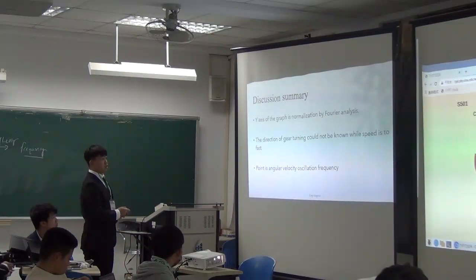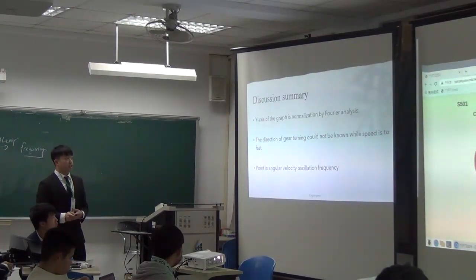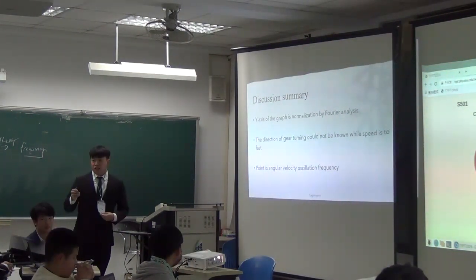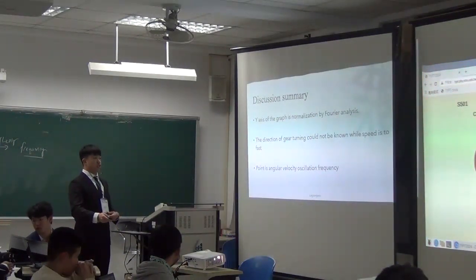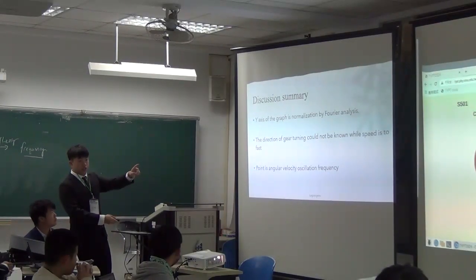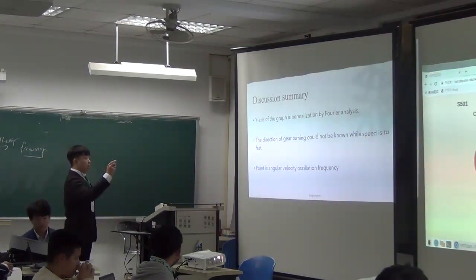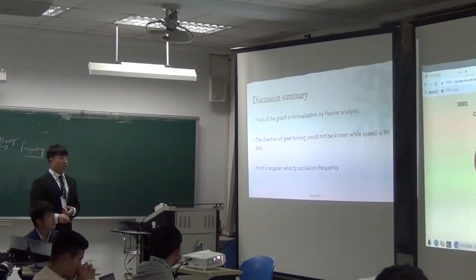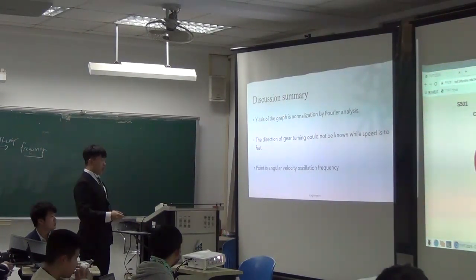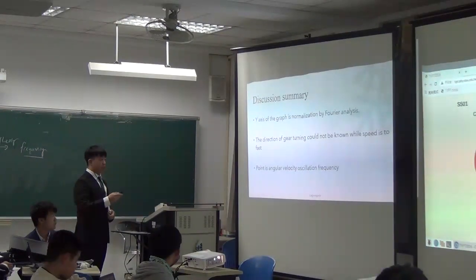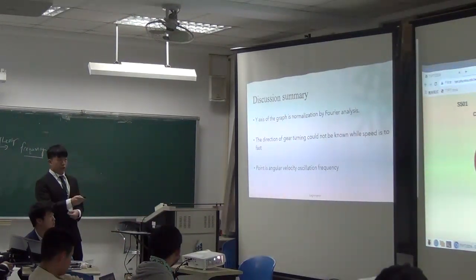And then the discussion summary. The y-axis is the normalization by Fourier analysis. I did Fourier analysis, and then I did normalization, so that is why the y-axis is between 0 and 1. The direction of gear turning could not be known while the speed is too fast. So according to the question, the point is angular velocity and oscillation frequency.